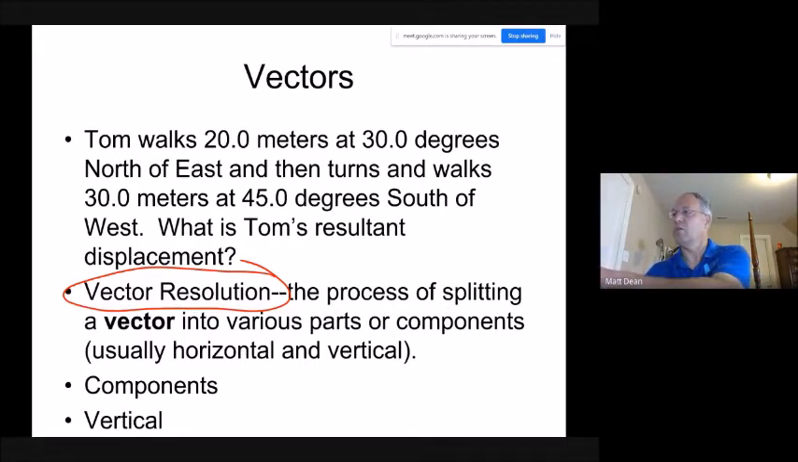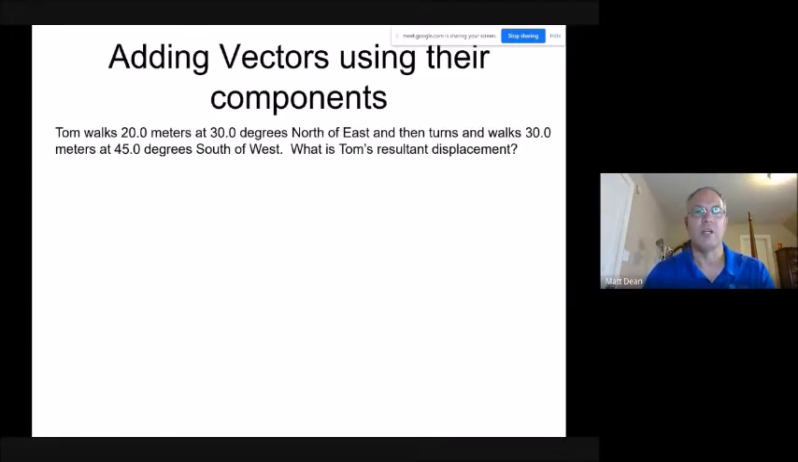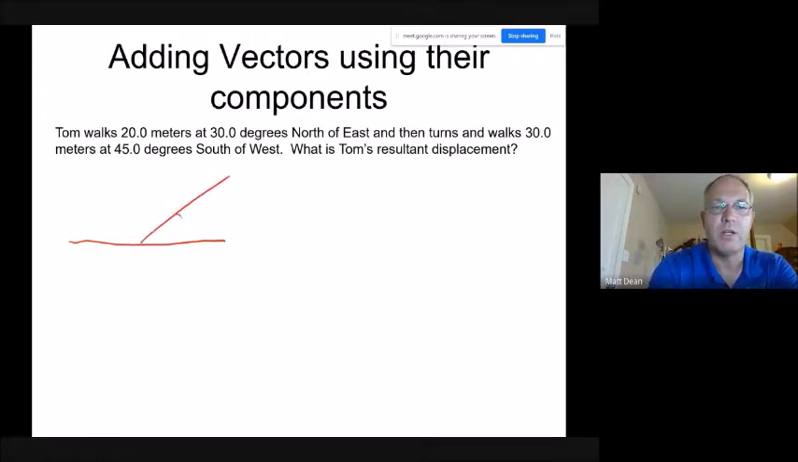So let's look at what we've got here. I want to go to a slide where I can work this out. So here's my problem. First thing I'm going to do is to draw in the first vector. He's walking 20 meters at 30 degrees north of east. So I'm going to draw in a horizontal, and that's not really horizontal, but it's good enough for right now. And 30 degrees north of east would be something like that, where this angle is 30, and the displacement here is 20 meters. And I'm not going to worry about sig figs until the end of the problem.